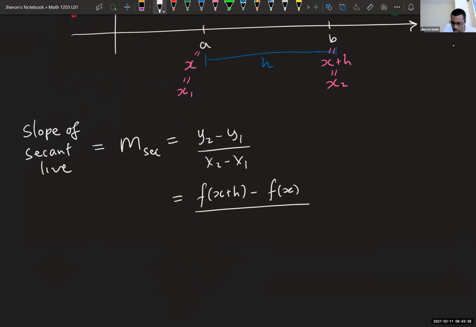Gasp. It's the difference quotient. Yeah, I know you guys are all bursting with excitement, but I'll show in the notes that this was happening.